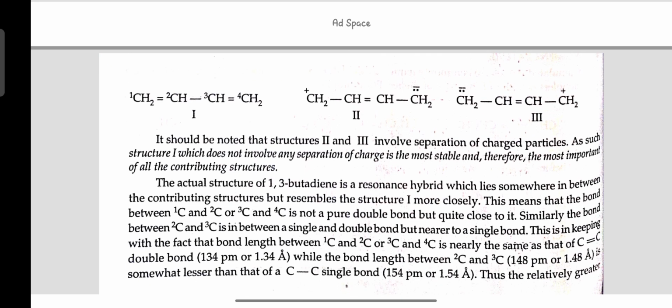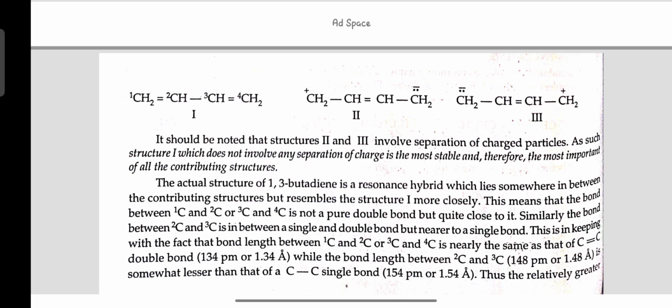The actual structure of 1,3-butadiene is a resonance hybrid which lies somewhere in between the contributing structures but resembles structure one more closely. This means that the bond between first carbon and second carbon, or third carbon and fourth carbon, is not a pure double bond but quite close to it. Similarly, the bond between second carbon and third carbon is in between a single and double bond but near to a single bond.